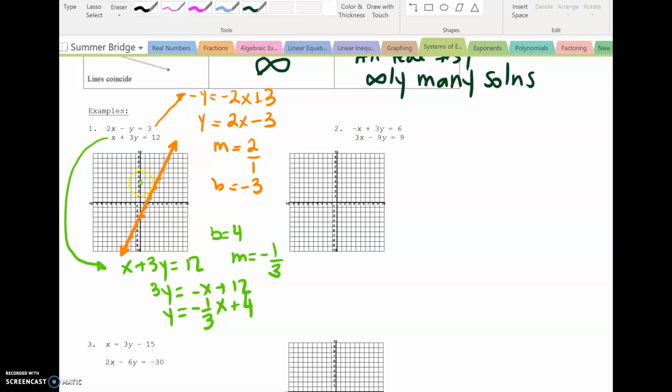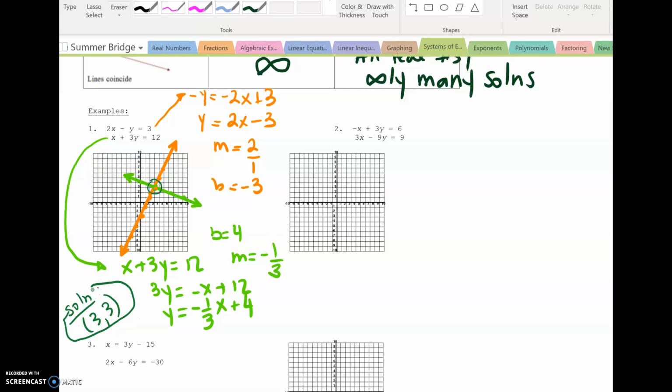So I start at 4. And I go down 1 and to the right 3, down 1 and to the right 3, down 1 and to the right 3. And I can already tell that these are going to be intersecting lines at my point, 3, 3. Okay, so my solution is going to be 3, 3.